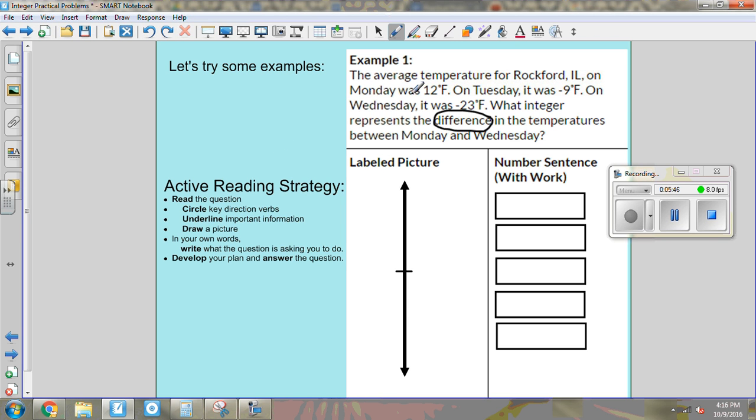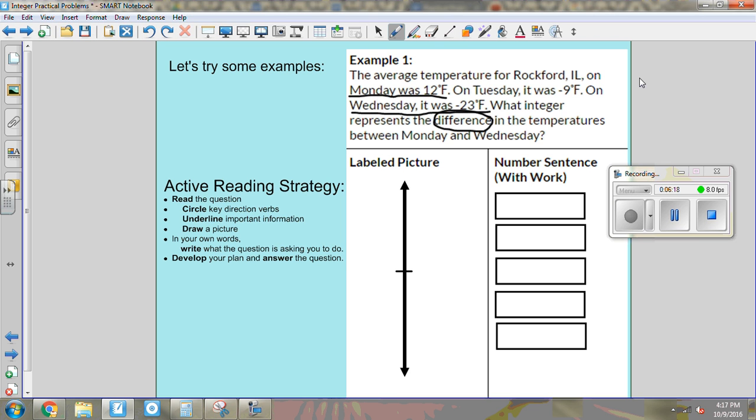As I'm looking at my question here, I have what integer represents the difference in the temperatures between Monday and Wednesday. So I'm looking specifically for the temperatures for Monday and Wednesday here. Monday's temperature is going to be important, and also Wednesday's temperature is going to be important. So you should be going through and adding these underlines and circles to your notes as well. Even though it tells us what Tuesday is, that's not important information. The question does not have anything to do with Tuesday, so I'm not going to underline that piece of information.